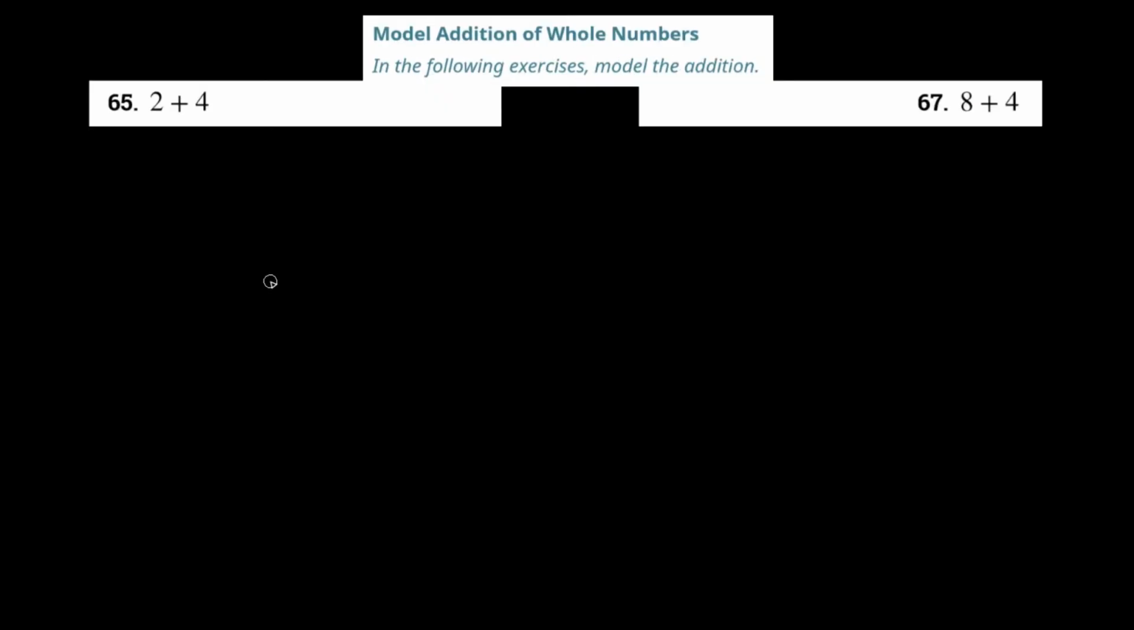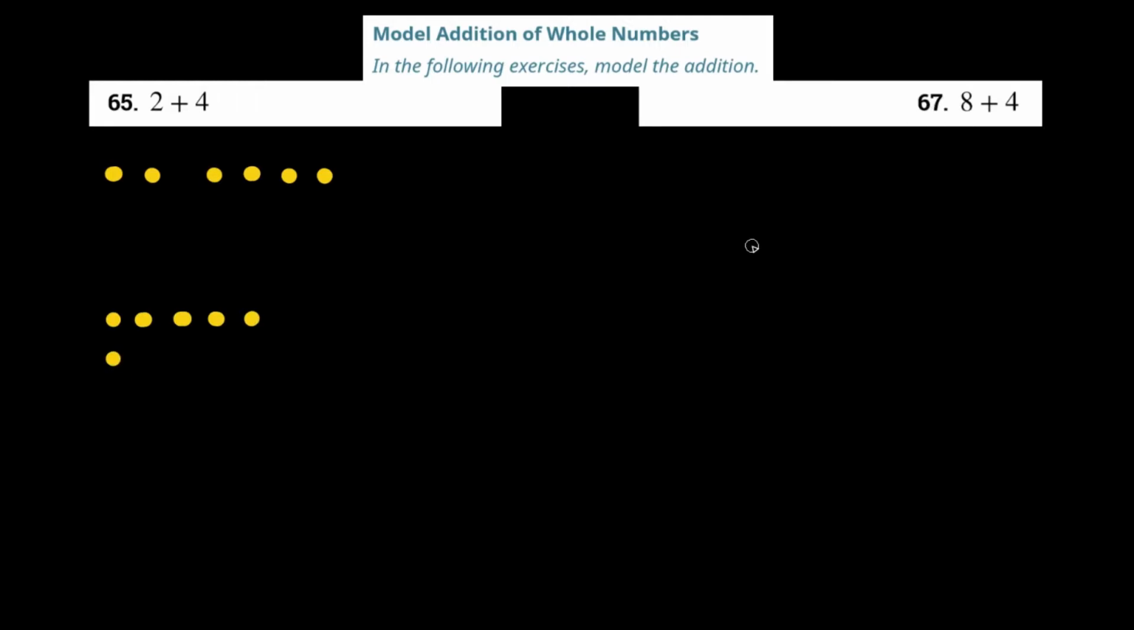So for these next few problems, we are going to model addition. We're just going to try to visualize what's going on here. So to add means to combine. We are combining 2 plus 4. So 2 plus 4 is we start off with 2. Then we are adding 4 more: 1, 2, 3, 4. We want to find the total. So if we count the total, we have 1, 2, 3, 4, 5, 6.